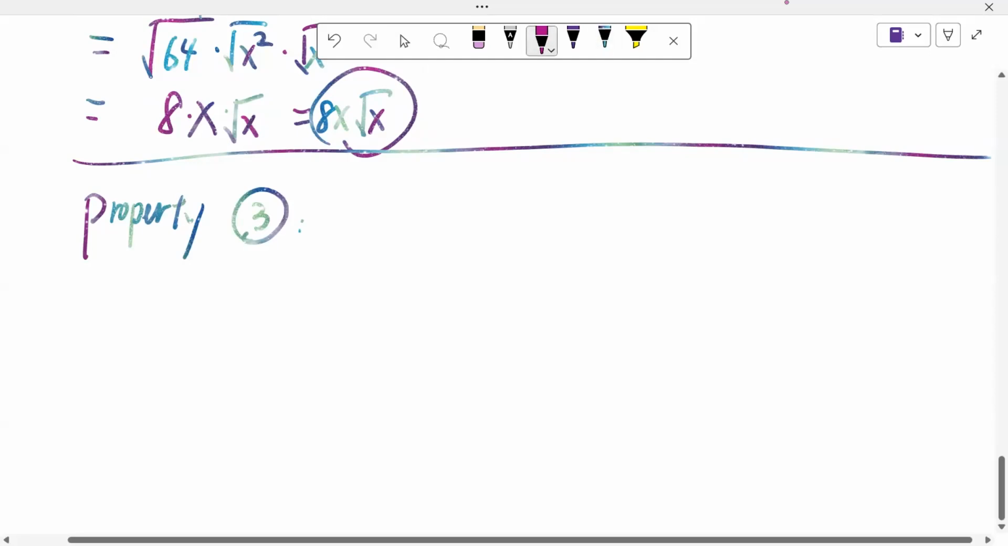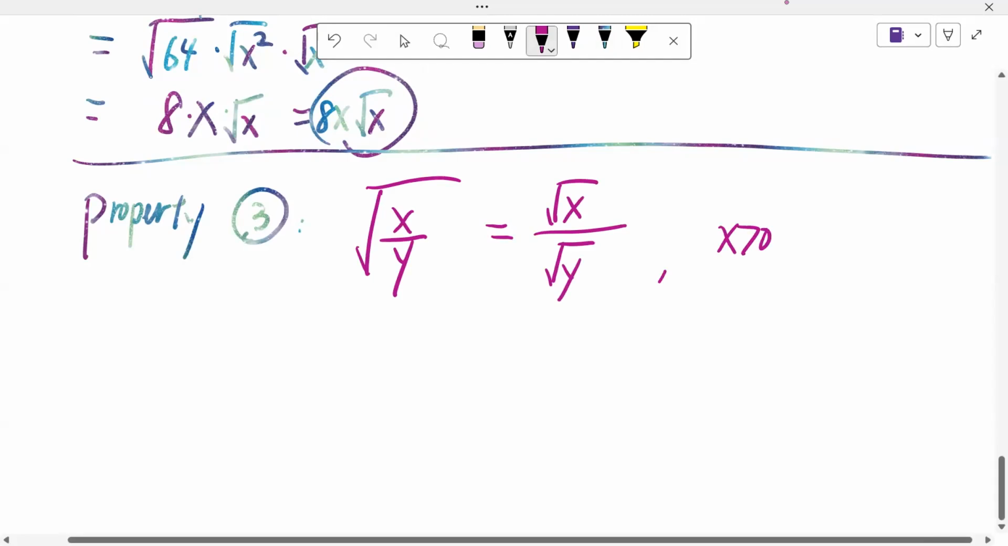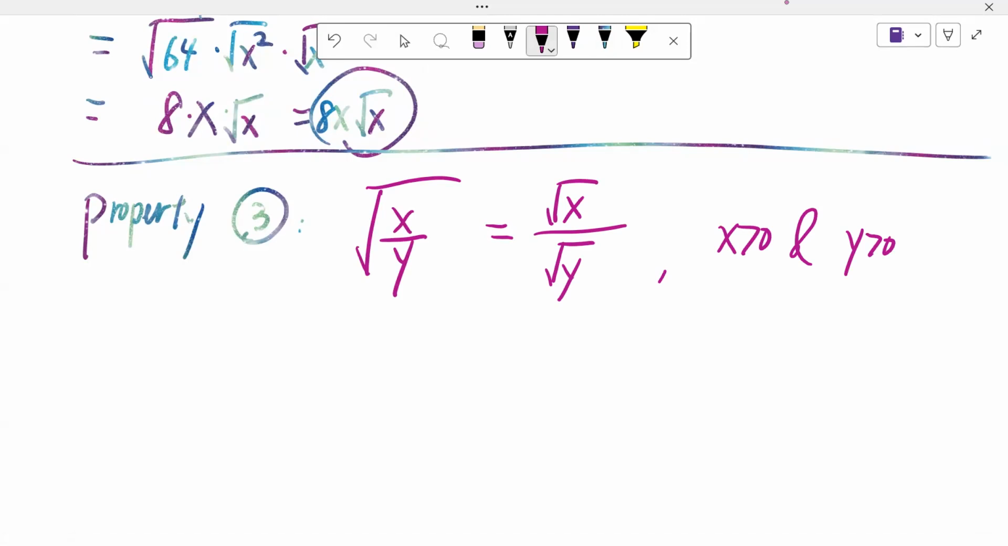And if it's a quotient, let's say we get the square root of x over y, here it becomes the square root of x over the square root of y. Now, assuming x is greater than 0 and y is greater than 0, meaning that it's defined, right? They're both defined. So now let's take a look at some examples.